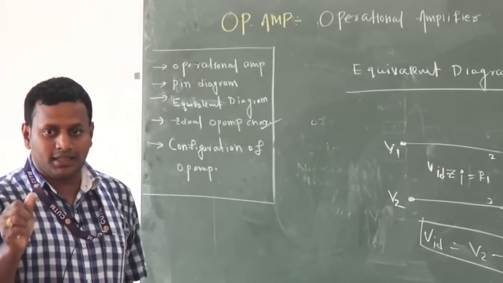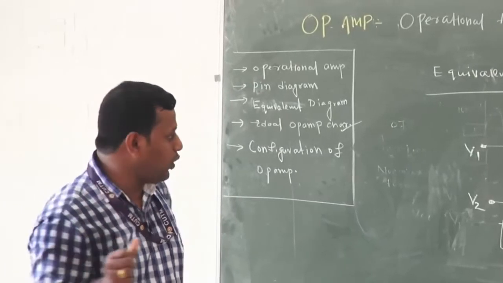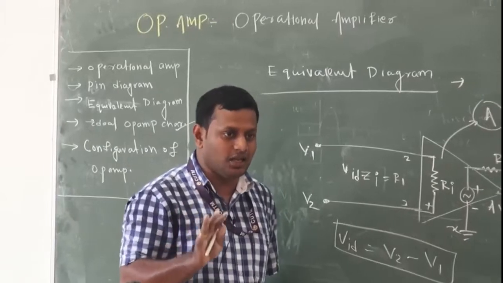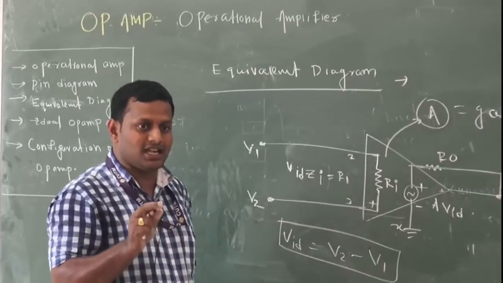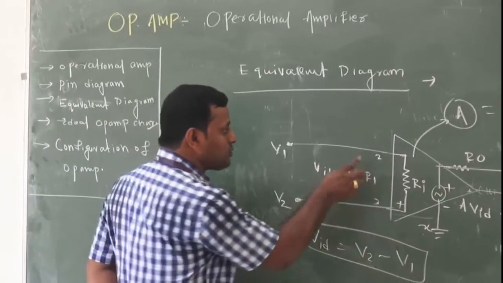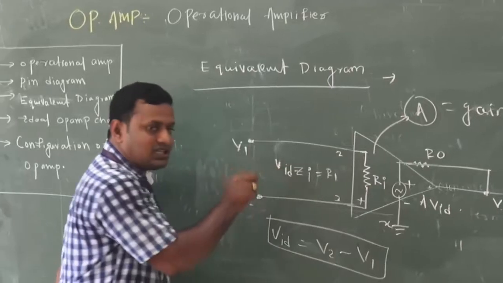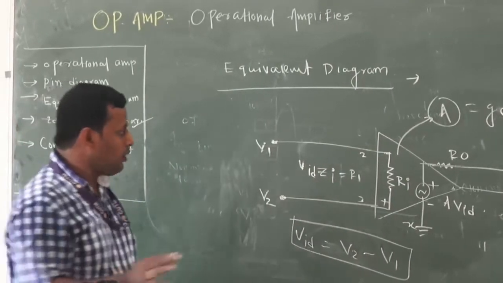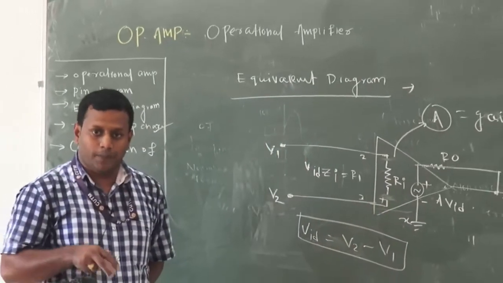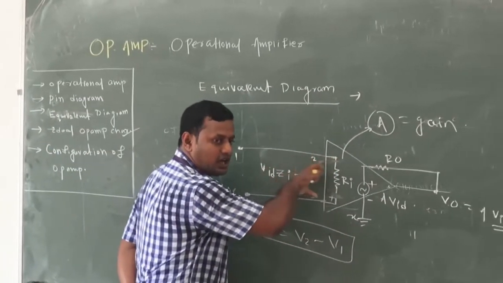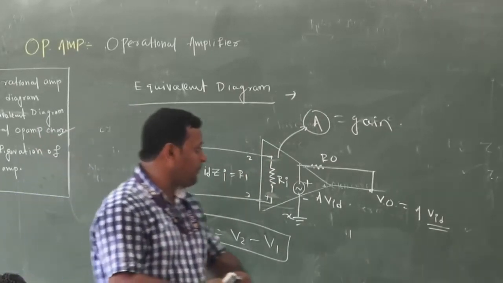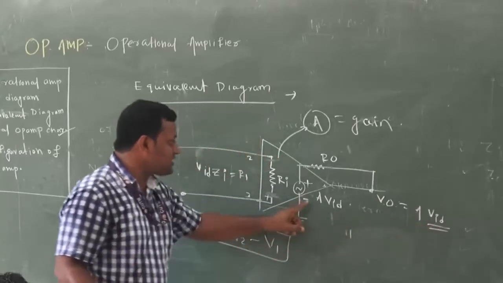Clear? Another ideal characteristic: op-amp has infinite resistance at the input. What is the meaning of this? Infinite resistance at the input means op-amp is a device which does not take any current. So I can say it is an open circuit. It does not take any current, but it gives some output, and the output depends upon A into VID. That's why it is A into VID.